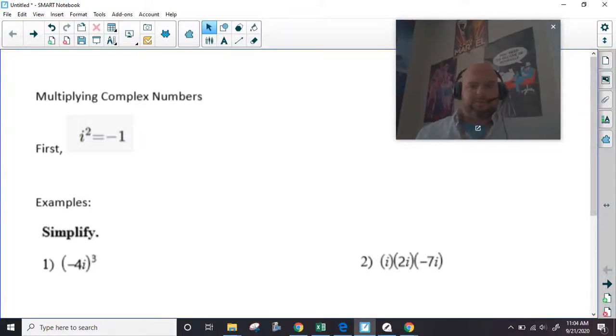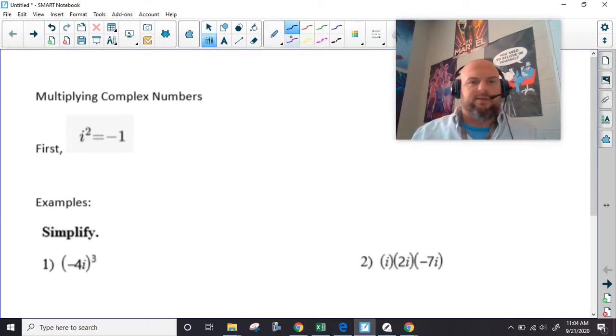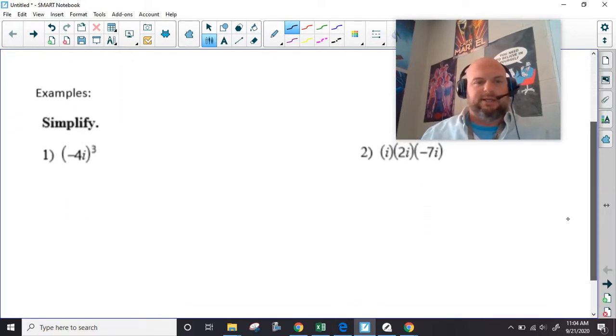So today we're going to be multiplying complex numbers. All right, first thing that we need to realize is that i squared is -1. Okay, that's going to be our big thing that we need to know right here. And the more and more you do this, the better it will kind of get.